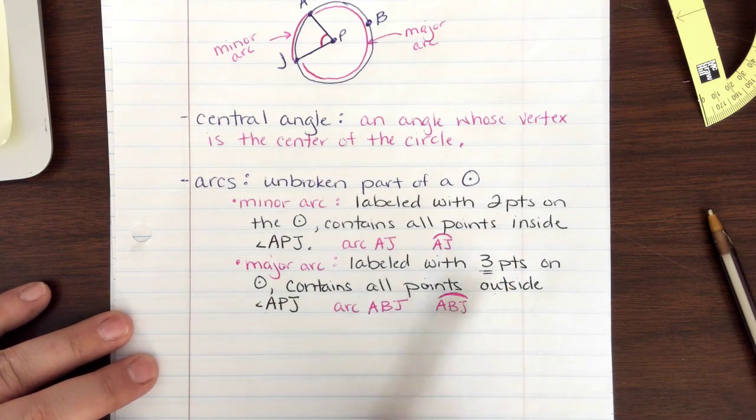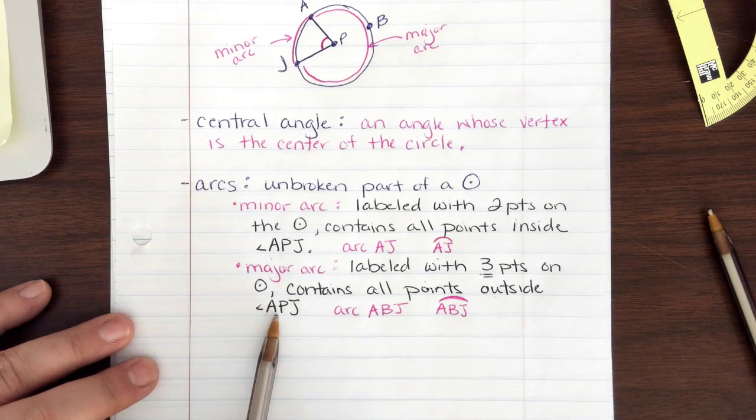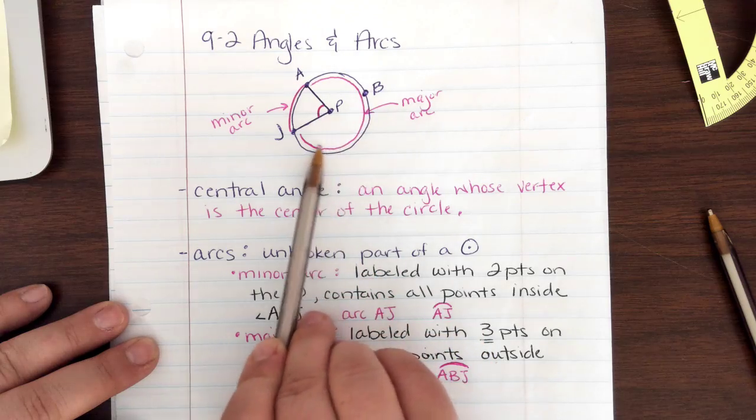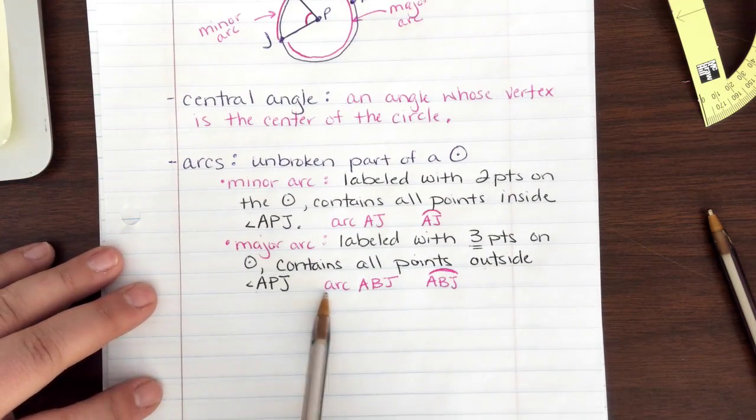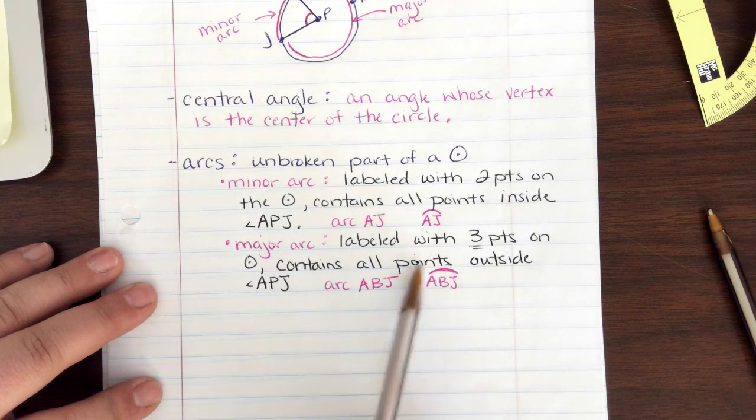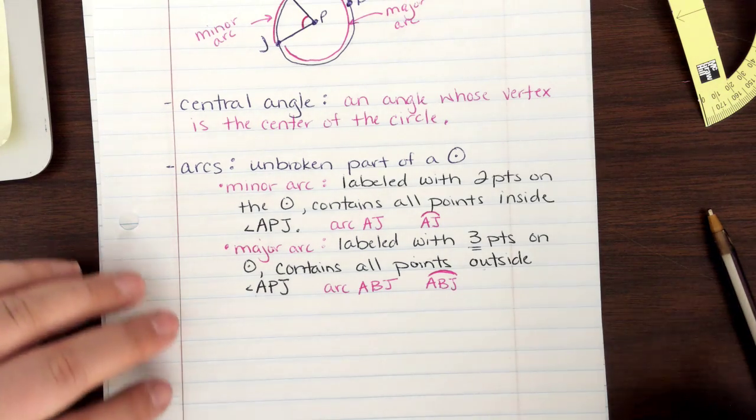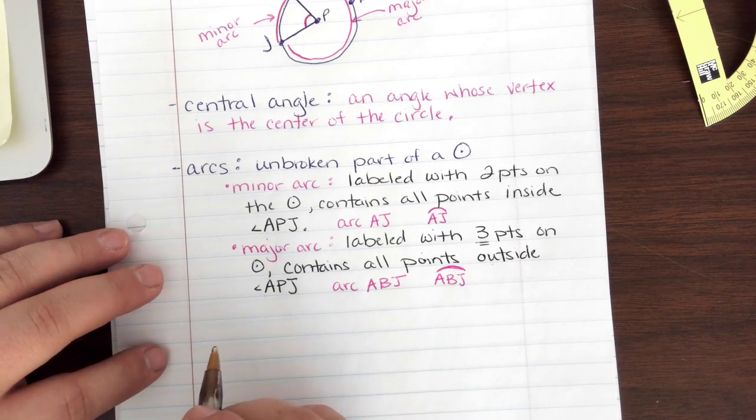We labeled with 3 points on the circle. That was our major arc. And the major arc contains all the points outside of angle APJ. So that's all this stuff on the outside. That is our major arc, right? And you guys labeled it arc ABJ, right? Or again, you can do it with symbols. ABJ. Okay, moving on.